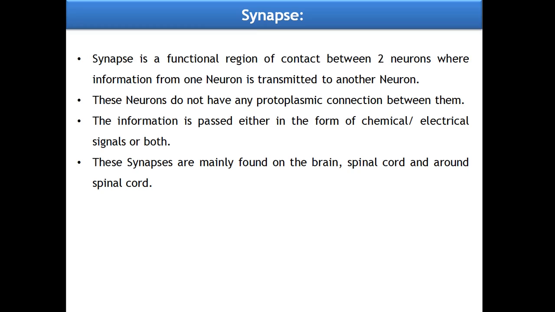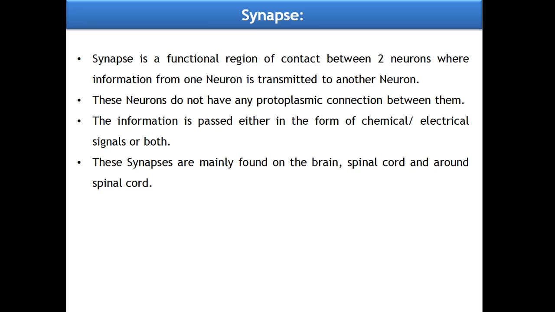or relayed to another neuron. So, a synapse is a functional region of contact between two neurons where the information passes from one neuron to another neuron, through the dendrite of one neuron to the cyton to the axon to the dendrites of another neuron.